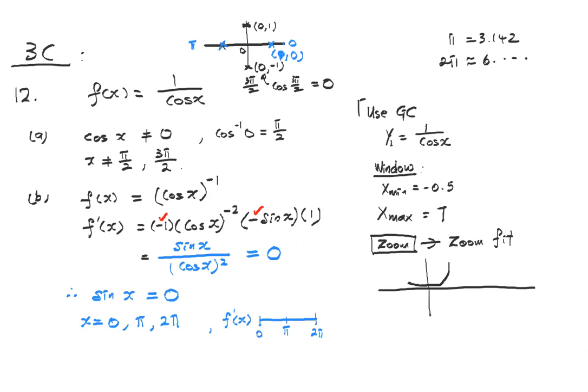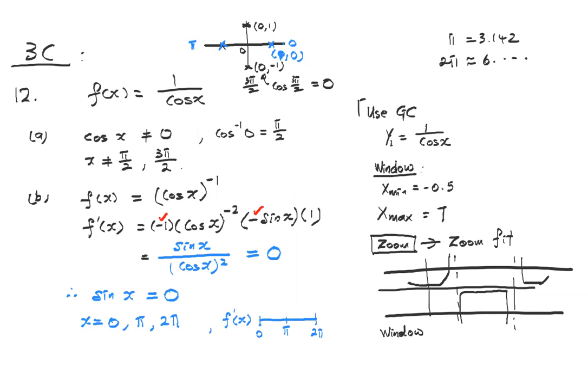Very near like that. And you know you got one horizontal asymptote and the other one is here. Then the other one goes like that. So what you need to do, you go to window again. You cut your Y minimum to a bigger number, you cut your Y maximum to a bigger number.